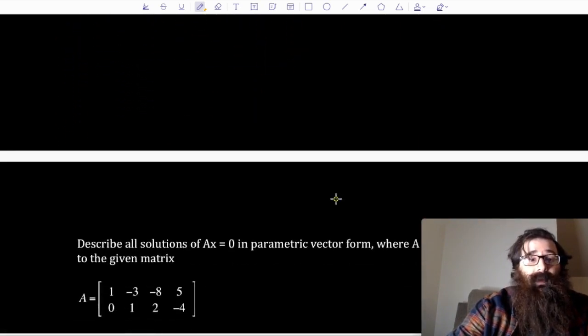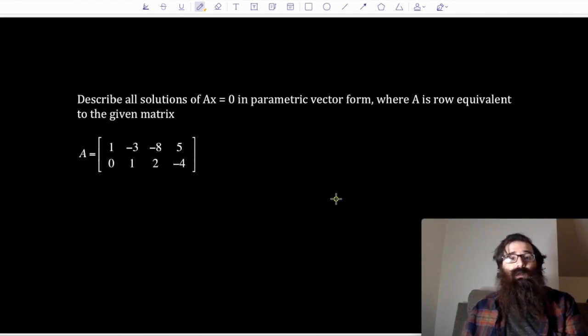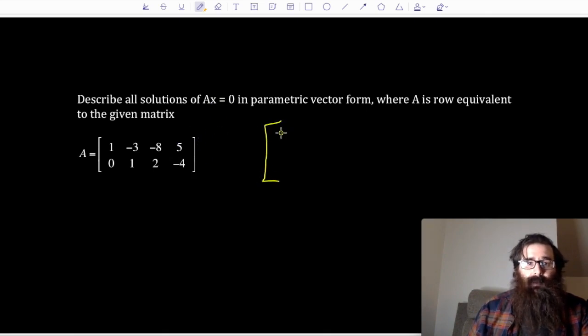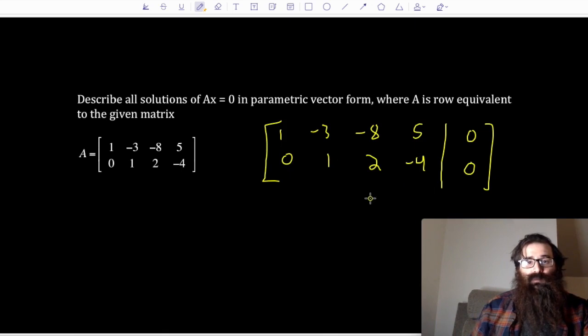So let's go ahead and take a look at the following. Describe all solutions of Ax equals 0 in parametric vector form, as promised, where A is row equivalent to the given matrix. So here I have this matrix A, and I want to think of the system Ax equals 0. So really what I'm going to be doing is I want to augment this with the 0 vector. So my system should be: I have 1, -3, -8, 5, and then I want to augment that with 0, and I have a second row, 0, 1, 2, -4, and I want to augment that with 0 as well.